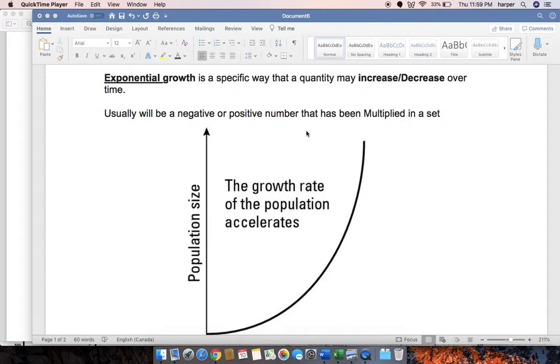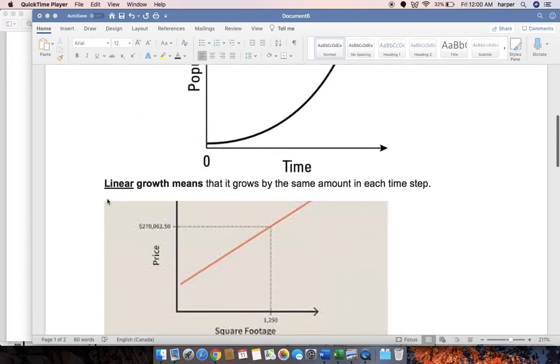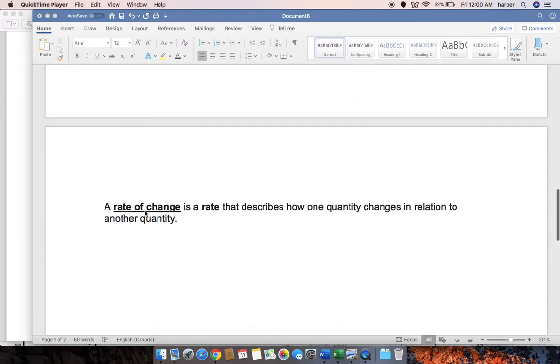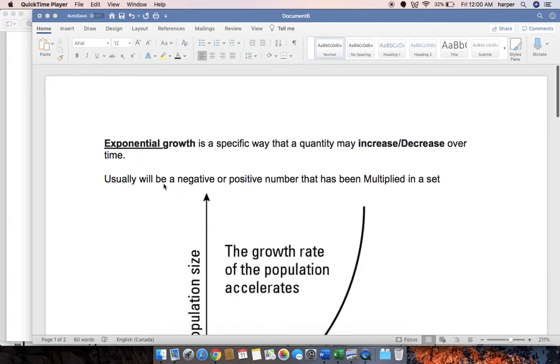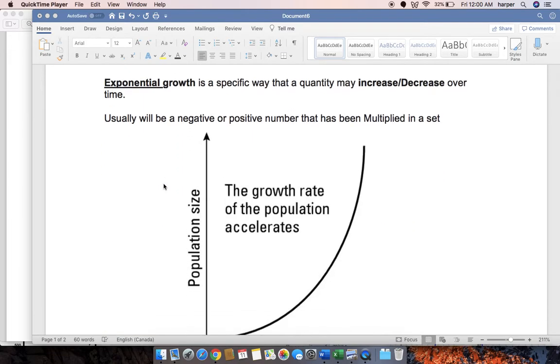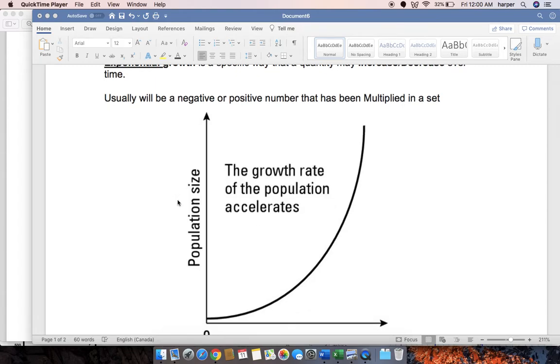We're going to be going through 3 terms before you do a little worksheet. The first one is exponential, the next one is linear, and the one after that is rate of change. So let's talk about exponential and what that means. I put exponential growth because that's usually what people think of when they think of exponential. Let me just zoom out a smidge.